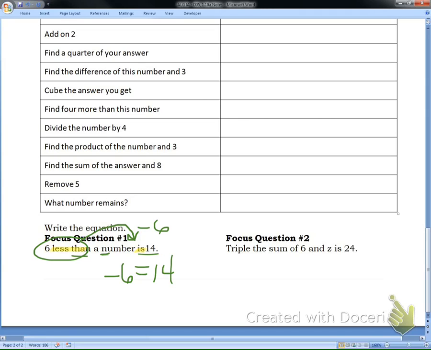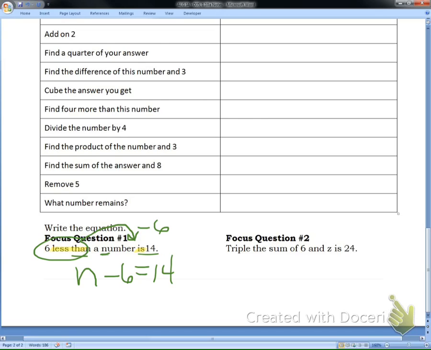So what you do is you need to create a variable because we don't know what the number is. Now you could use the letter x and say x minus 6 equals 14, and that's perfectly fine. But the other thing I like to do is I usually take the first letter of whatever I'm trying to represent, in this case a number, and I make that the letter, because we can use any letter of the alphabet to represent our variable. So in this case I'm going to use the letter n. N minus 6 is equal to 14.